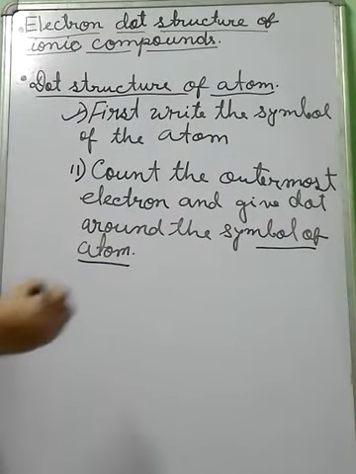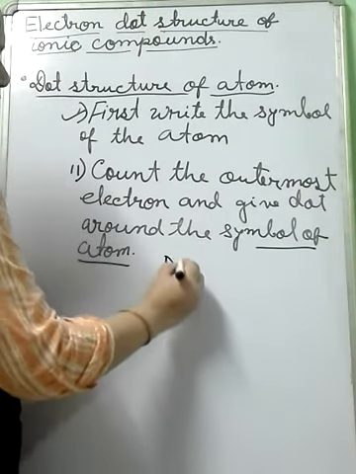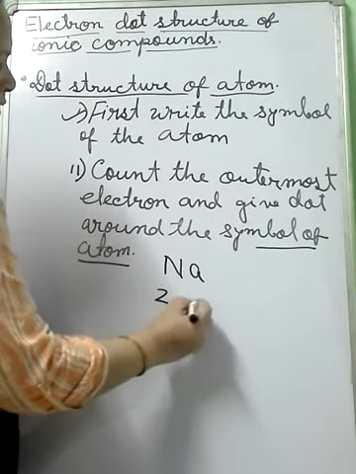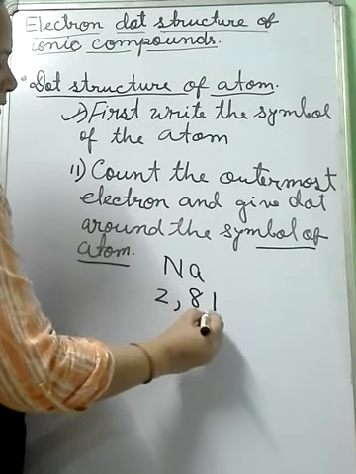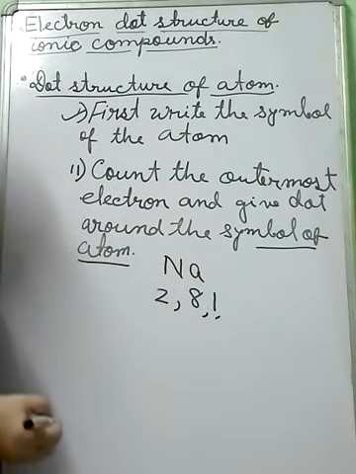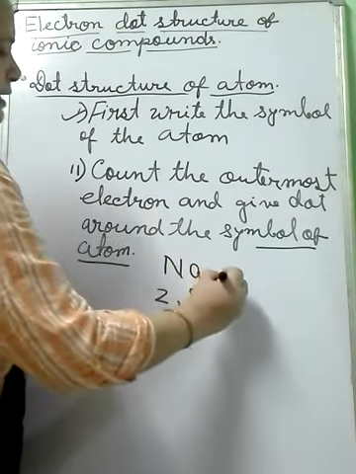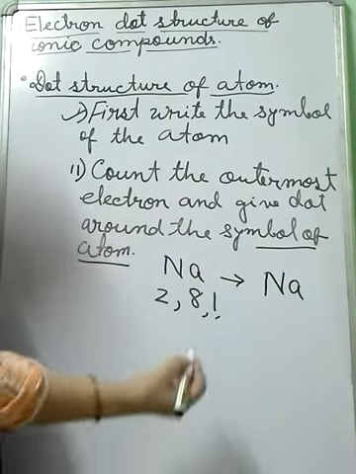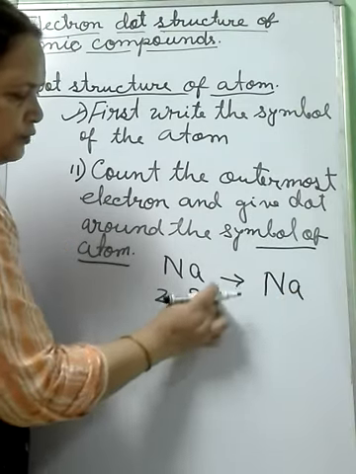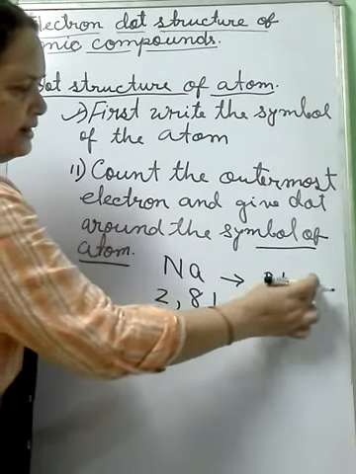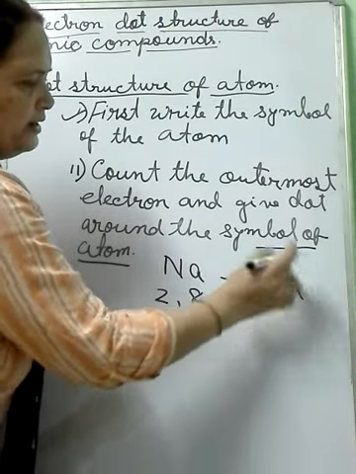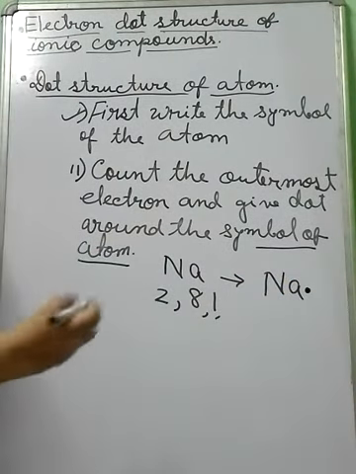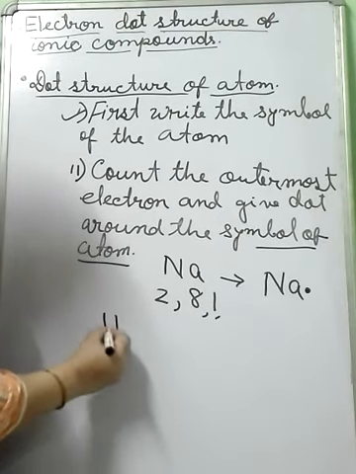Let us take an example, sodium. This is the symbol of sodium. Electronic configuration of sodium is 2, 8, 1. That means it has only one electron in the outermost shell. So what will be the electron dot structure? Write down the symbol of sodium and give one dot for this electron of the outermost shell at any site. Four sites are there. You can give in any side. I am giving here.